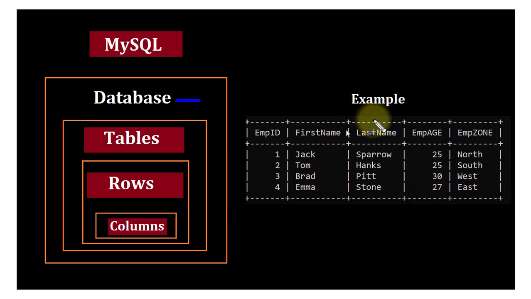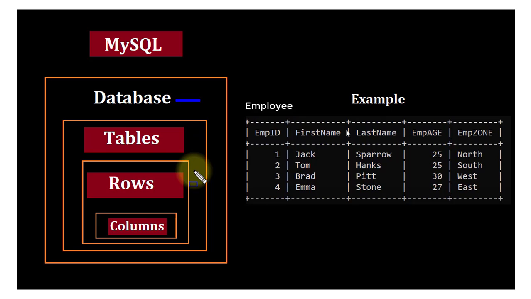So let us see an example here. Let's say we have a database employee records. Under that we have a table employee. Here we have database tables. Let's say we have one table employee. Under that we have the records, that is rows and columns. So columns here we have employee ID, first name, last name, EMP age, that is employee age, and EMP zone, that is employee zone. So these are 5 columns and this is how we have represented it.